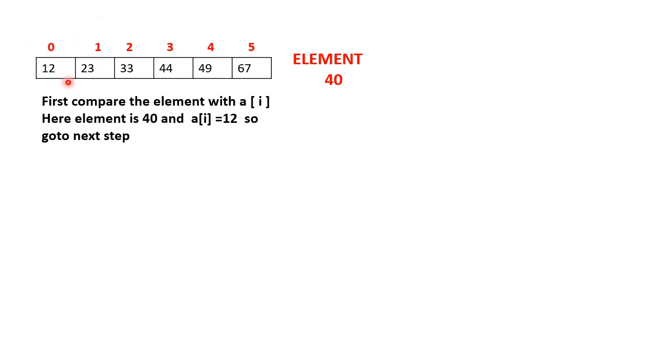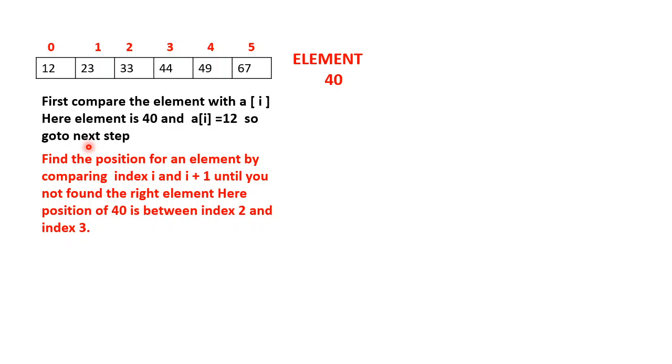First, we will compare the first element, list of 0, with our element. List of 0 is 12 and our element is 40, so this is not the right element. Let us suppose our element is 12 and 12 is equal to a of 0, then we have found the element at the start, so we will not do further traversing. So first we compare our element with a of 0. Here this condition is false, so we will go to the next condition.